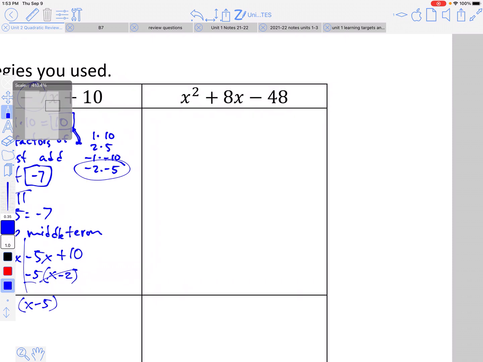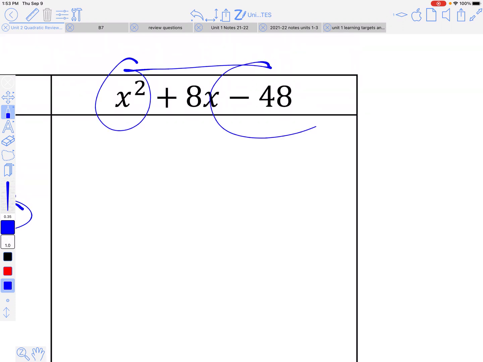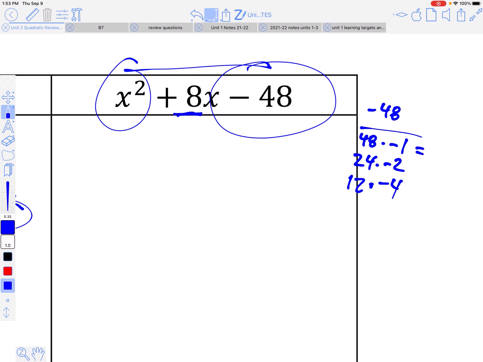Okay, let's do it again. So, a times c, multiply a times c. So if you do the glasses method, if you remember, 1 times negative 48, negative 48. But my middle term's positive, so I know that the bigger term will be positive. So 48 times negative 1, negative 48. Okay? 24 times negative 2, negative 48, but that only adds up to 22, not 8. Okay, then 3 I don't think goes in. 4 does. Negative 4 times 12. And then 12 minus 4 is 8, so these are my magic numbers.